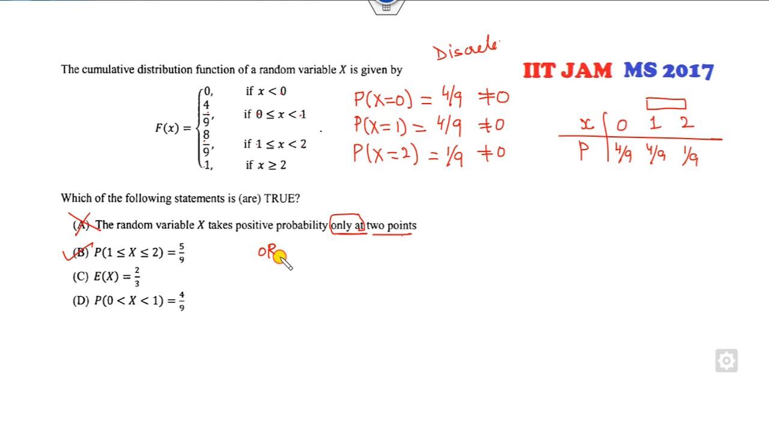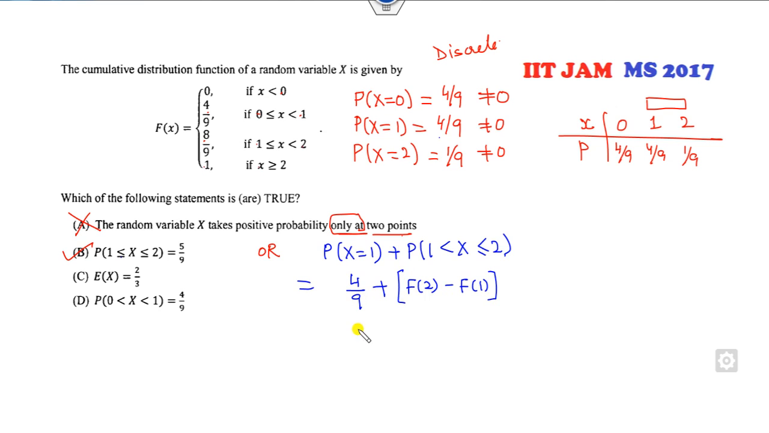Or you can calculate it by the CDF. I can use the probability at X equal to 1, because equality is included, plus the probability that 1 is less than X less than or equal to 2. So the probability is 4 over 9 plus F of 2 minus F of 1. What is F of 2 from the table? This is a CDF. F of 2 is 1. What is F of 1? Equality is here, it's 8 over 9. So that is 1 over 9. So the answer is 5 over 9.